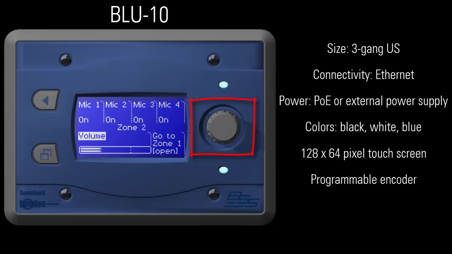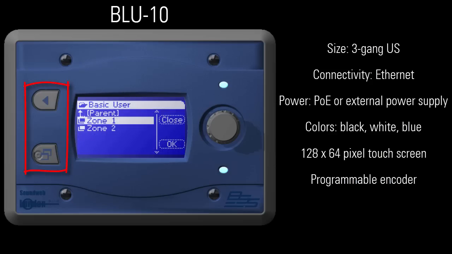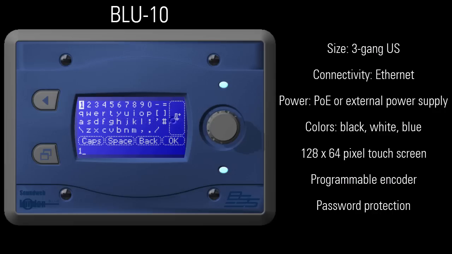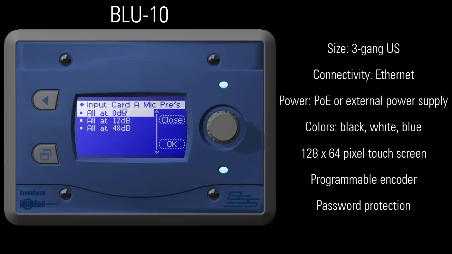The rotary encoder is programmable as a volume control. The two physical buttons are not programmable. Instead, they are used for menu navigation. The Blue 10 allows password protection. Trusted end users can use the touchscreen to enter the password. And it's even possible to set up multiple passwords for varied levels of access to the system.